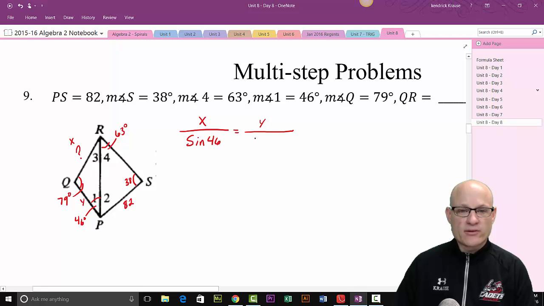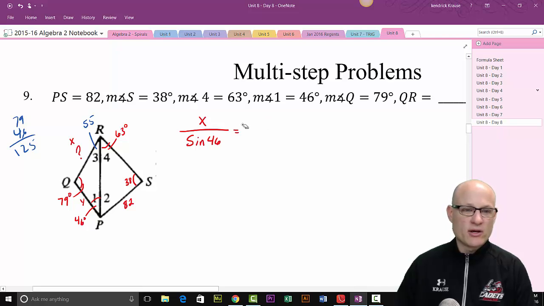I can do angle 3. That's the sine of, let's see if I can figure out what angle 3 is. Let me do the non-givens in a different color. 79 and 46, that's 125. So that would make this 55 degrees. So that would be the sine of 55. But you see my problem. I have 2 missing pieces. I'm not allowed to have 2 missing pieces. So I really can't do that.